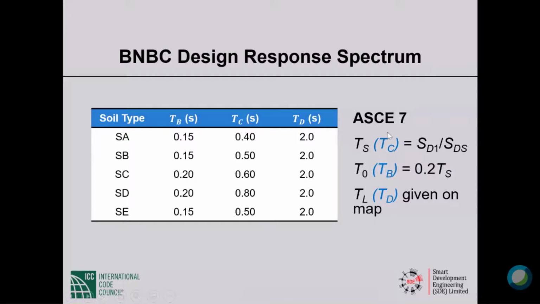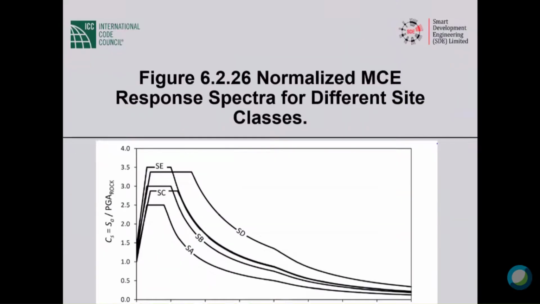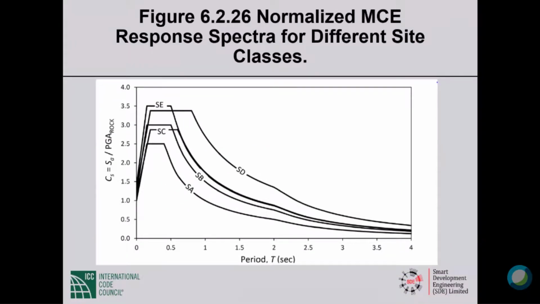And again, I have talked about the relationships. If you look at it, you will see what I have tried to do. Okay, now with the table, as I said, you have the soil modified design spectra of BNBC defined. And this is what they look like. And I just reminded you, I'll remind you again, these are MCE spectra.